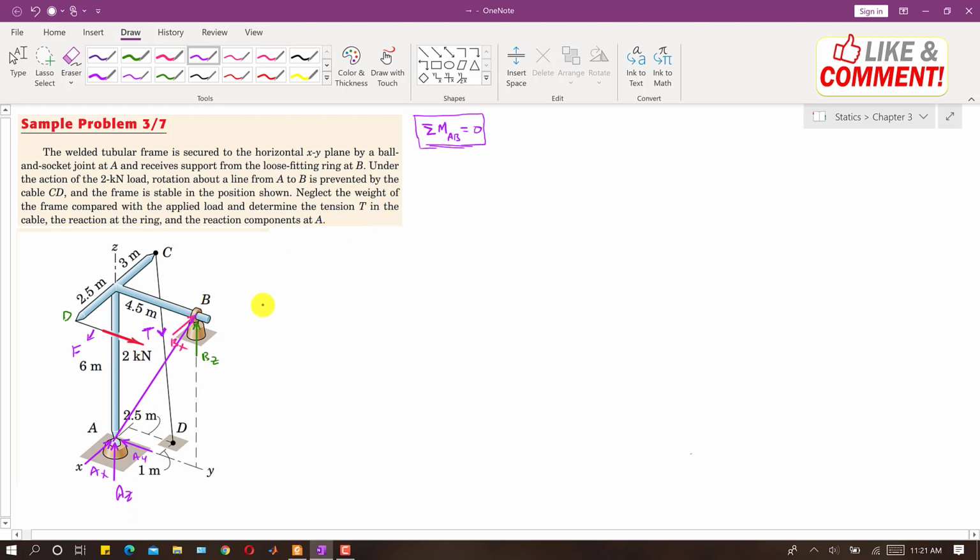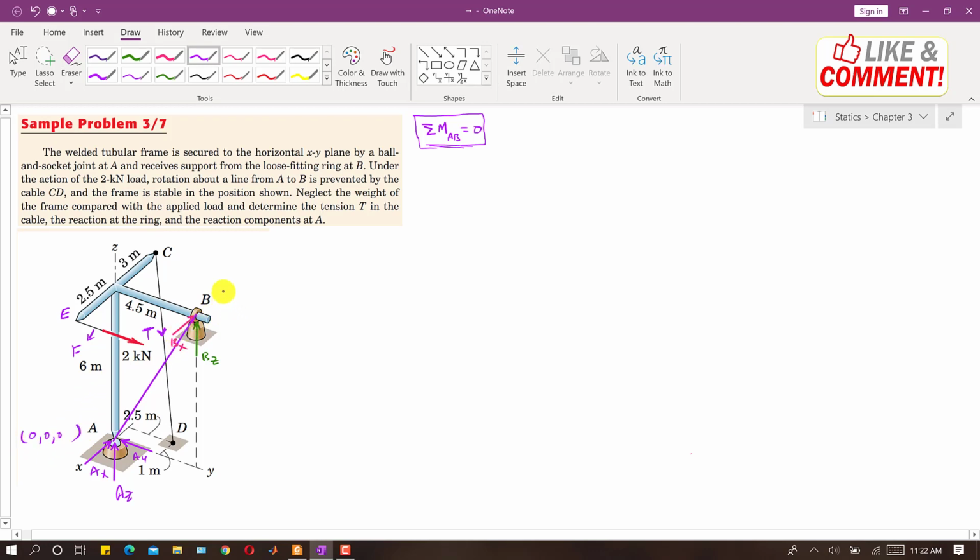So for that we have to find the coordinates of these points, right? A, B, C, D, and let's say that this is E. There is already a point here, so this is D, so this is E. We have to write the coordinates of all these points. Let's say that this point A is the origin, so the coordinates are 0, 0, 0.